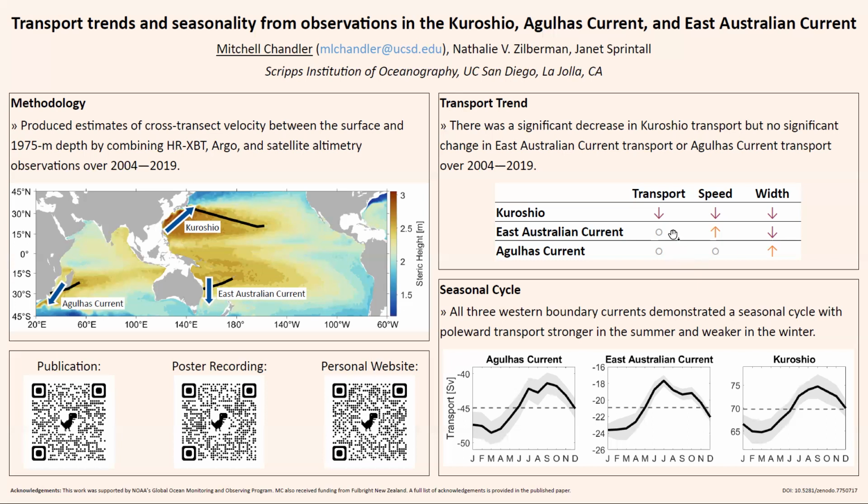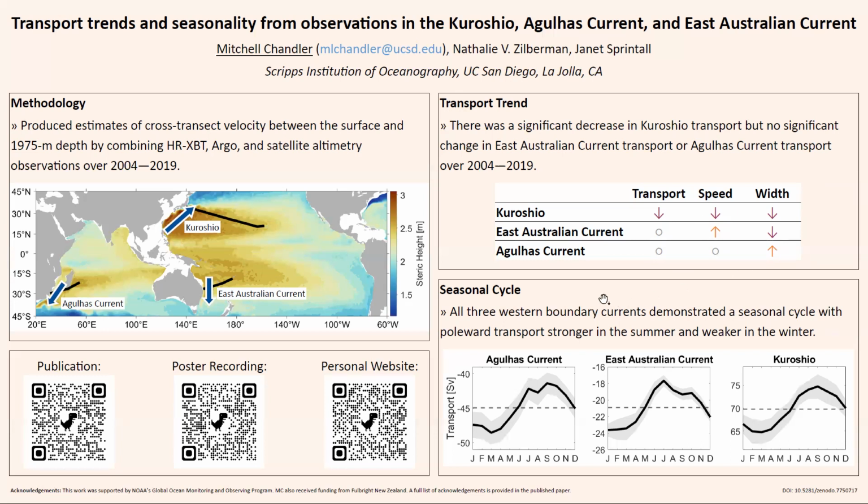So in the East Australian Current, this may be due to competing influences of an increase in current speed, but a decrease in current width. While in the Agulhas Current, there was no significant change in current speed, but an increase in current width was observed.